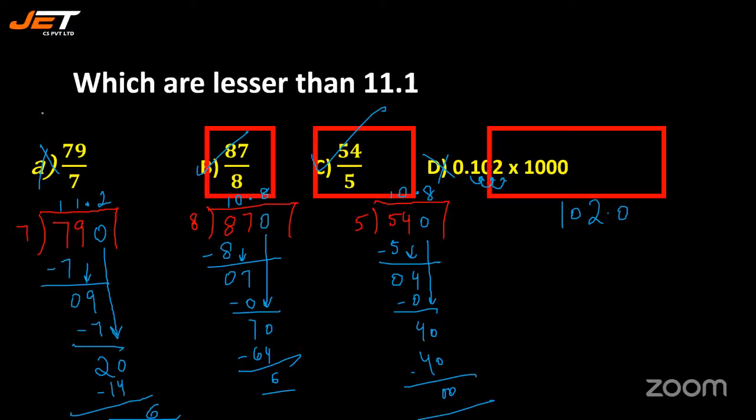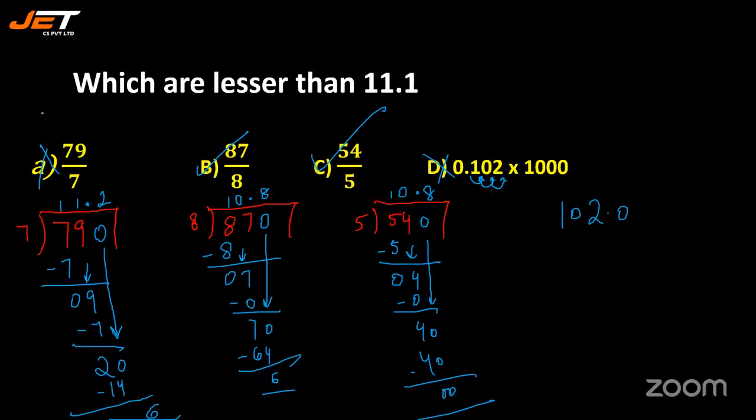Okay. Wait. Let me just. Yeah. So that's how you have to do it. These are the only two options which are less than 11.1.